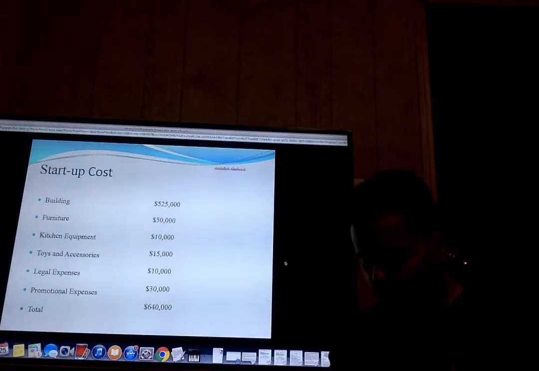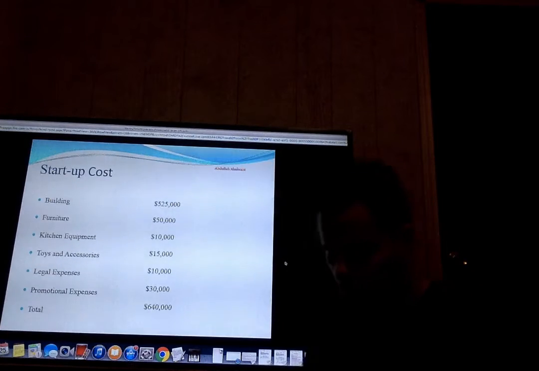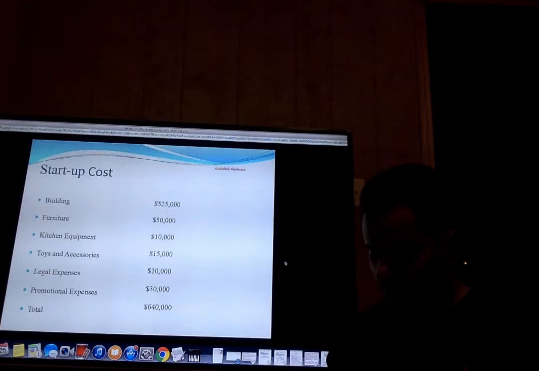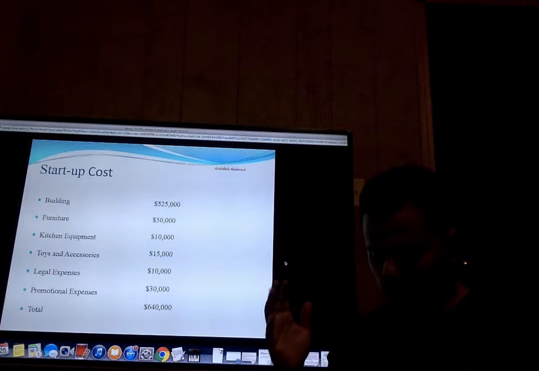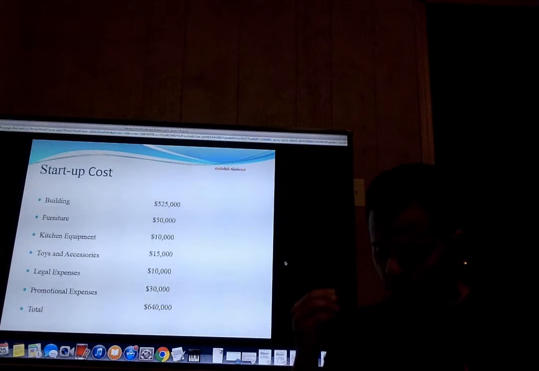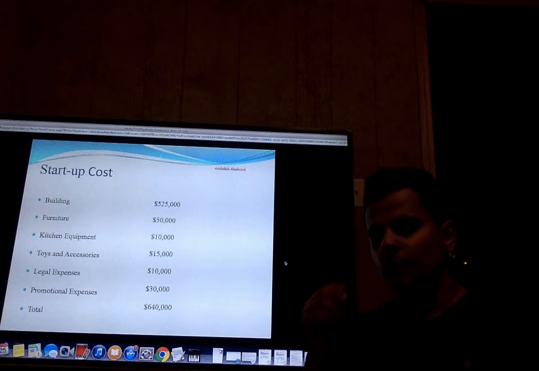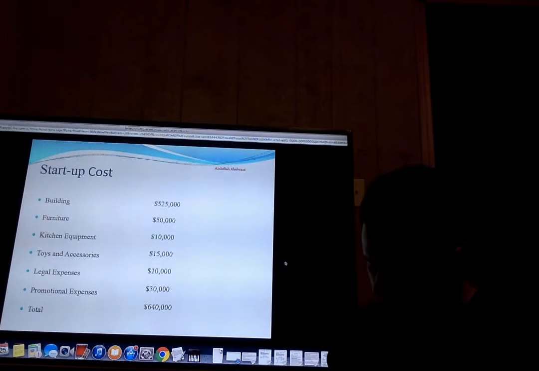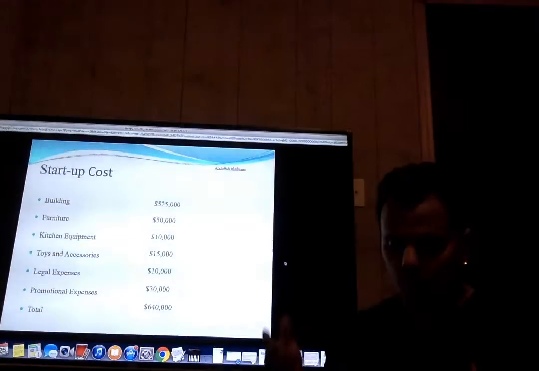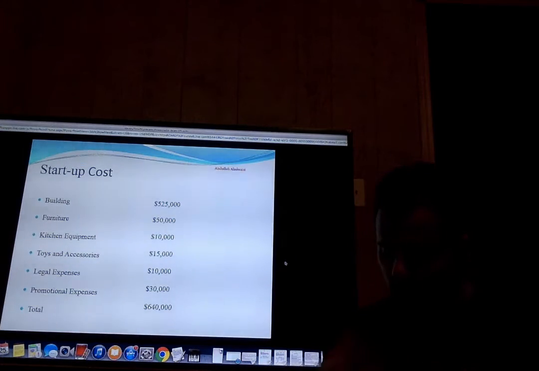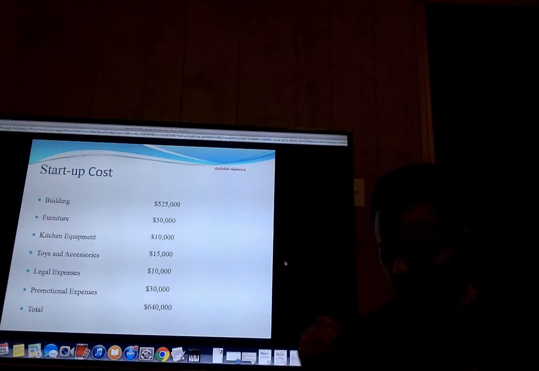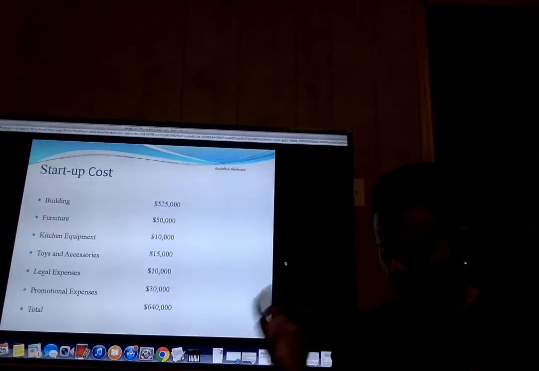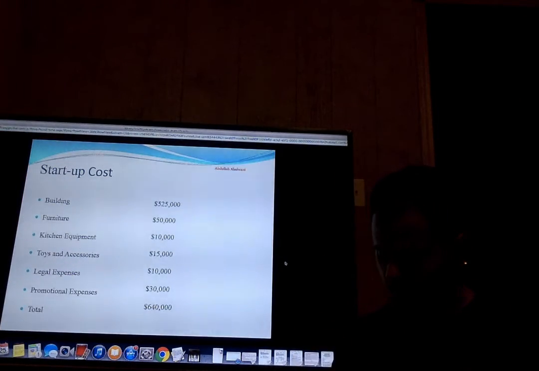The startup cost. We are planning to start a night care at a large scale, so our cost will be higher in the beginning. For starting the business, we need a building, furniture, kitchen equipment, and toys and other accessories. We are buying a building that costs us $425,000. But in the building, we need to make improvements according to our requirements, which will cost us an estimated amount of $1,000, and the furniture will cost us around $15,000, and the kitchen equipment will cost us $10,000, and the toys and other accessories are expected to cost $15,000.